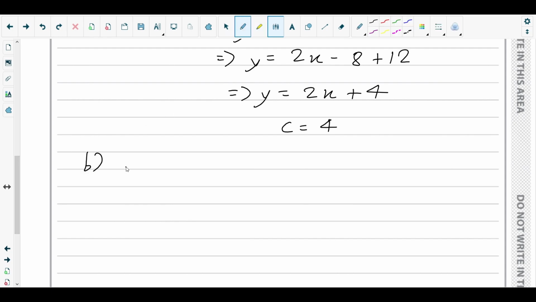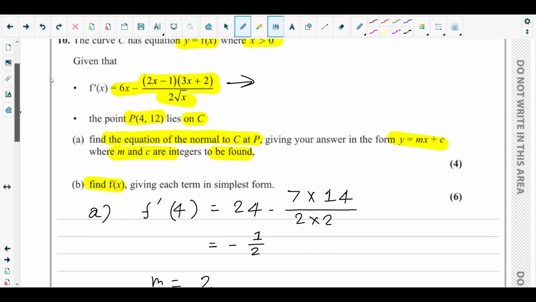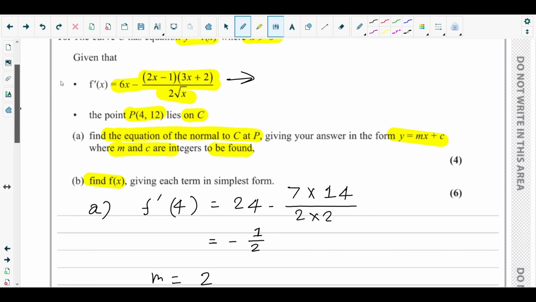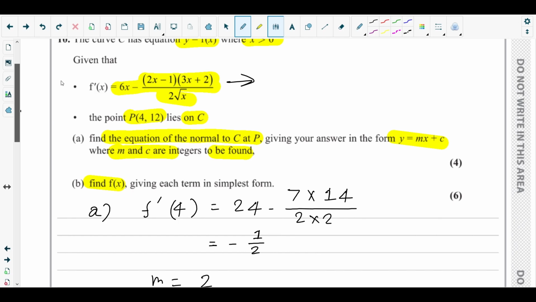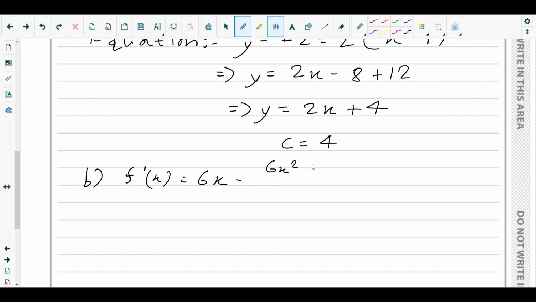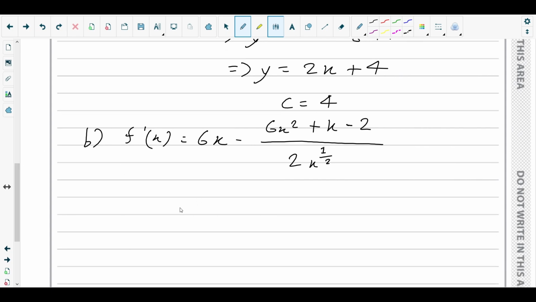So for part B, f dash x equals to what? The equation is 6x negative 2x times 3x, that is 6x squared, plus 4x minus 3x. So plus 4x minus 3x gives you just x, minus 1 times 2, that is negative 2, over 2x to the power half. Since we need to simplify, that's why I take out the power at the denominator.